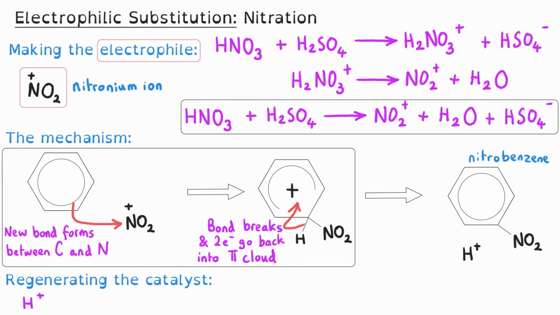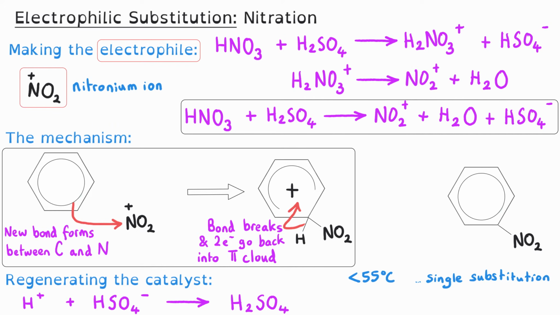Now, that hydrogen ion that's been replaced is far too reactive to exist by itself. And so what happens is it reacts with the HSO4- that was produced during the generation of the electrophile. And this produces H2SO4, which was our original catalyst. So in this way, our catalyst has been regenerated and can be used again, which is part of the definition of a catalyst.